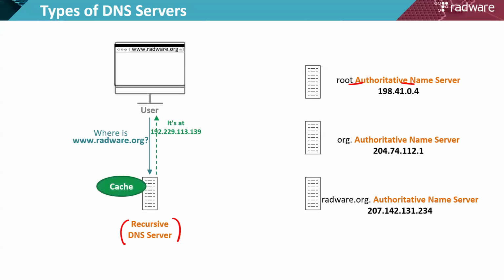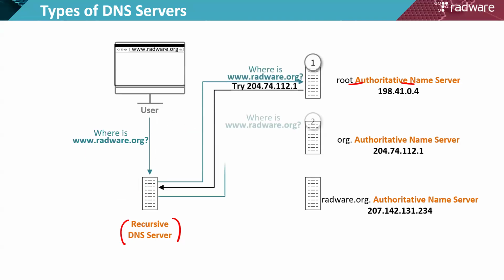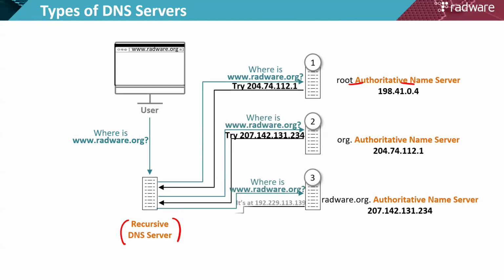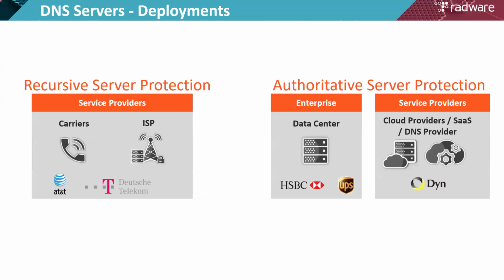So if it is present in the cache, it will reply directly. If it is not present in the cache, it will forward to the upstream DNS server, from wherever it can get that particular response. So the recursive DNS server is present with the ISPs or large-scale carrier providers. The authoritative name server is the actual owner of that particular domain name.